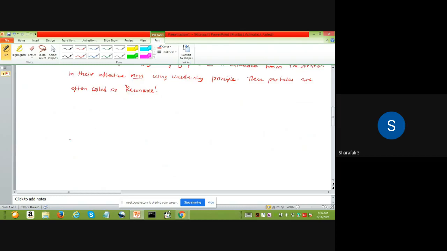Now suppose we take a bunch of pions, in this particular case pi plus, a bunch of pions directed towards a proton.